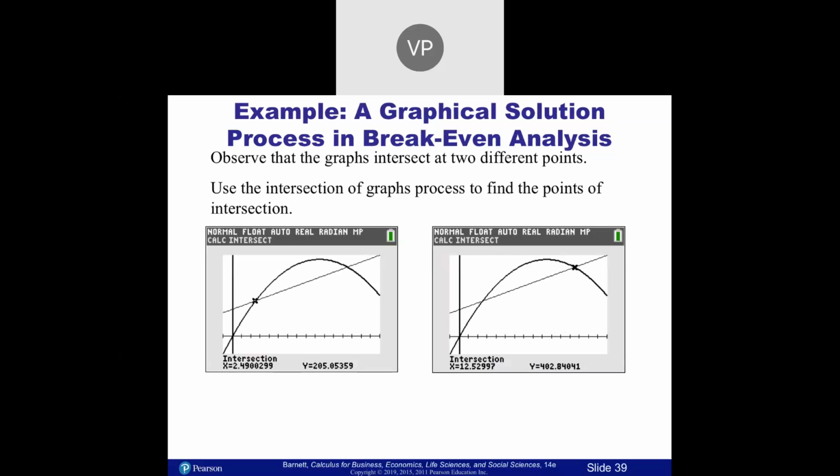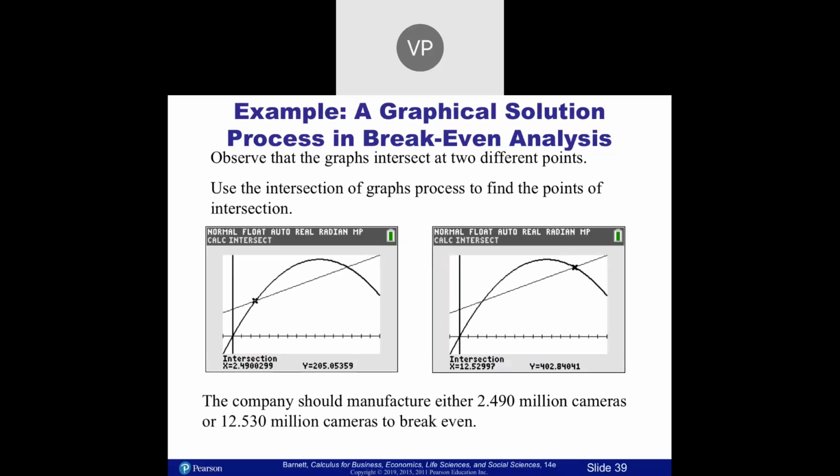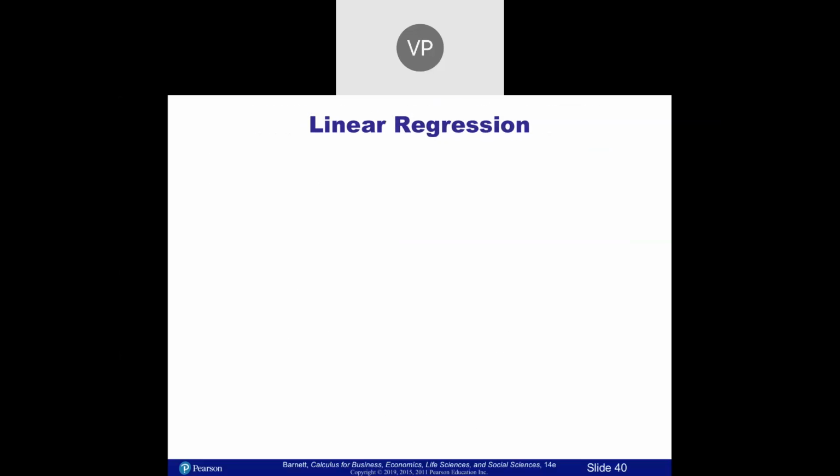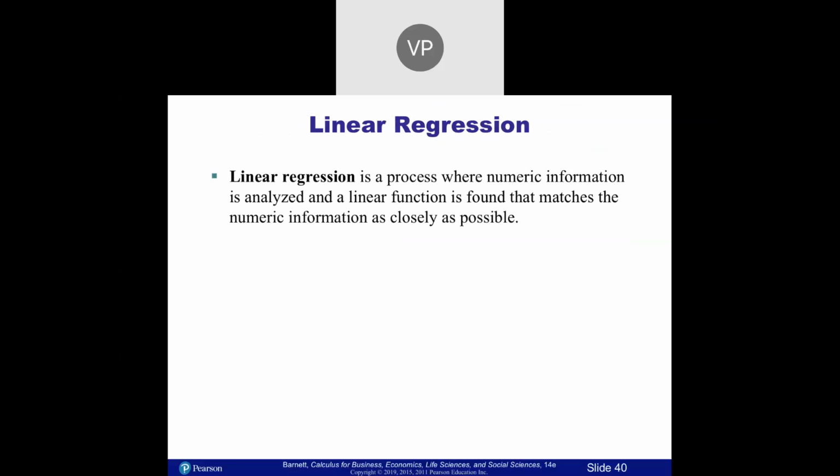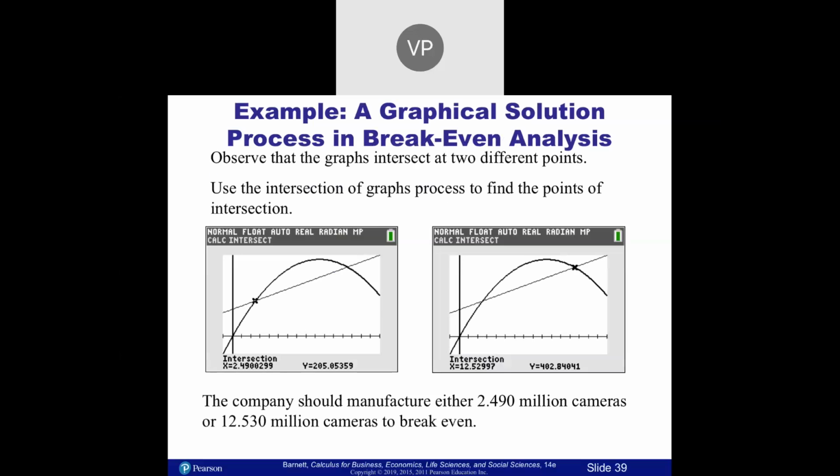Okay? At least rounded pretty close. All right? Now, the company should manufacture either 2.49 million or 12.53 million to break even, but as you all know, we're looking for the perfect value. So go back to the pictures here. Nobody wants to break even.